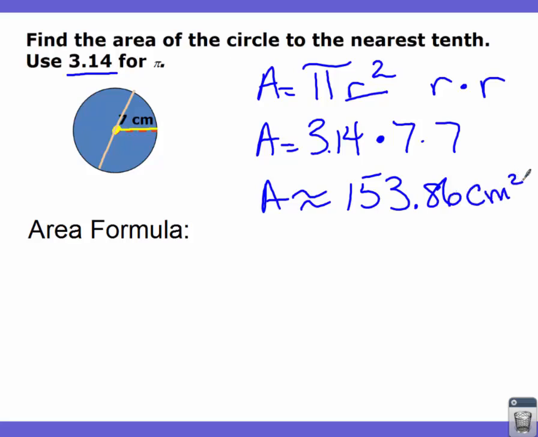Now you might have noticed I changed my equal sign to an approximate sign. Because I plugged in an approximate value for pi, my answer turns to an approximate answer. Okay? And that's how you find area of those basic shapes.